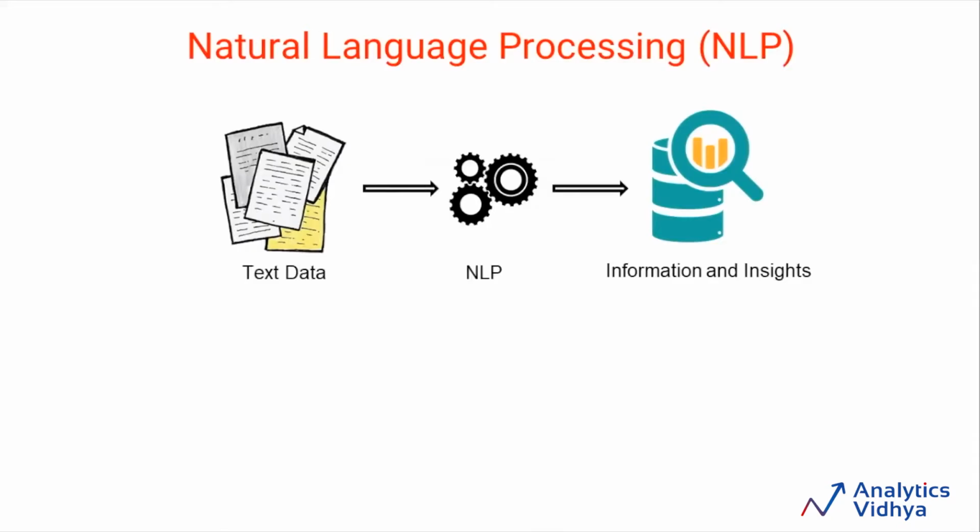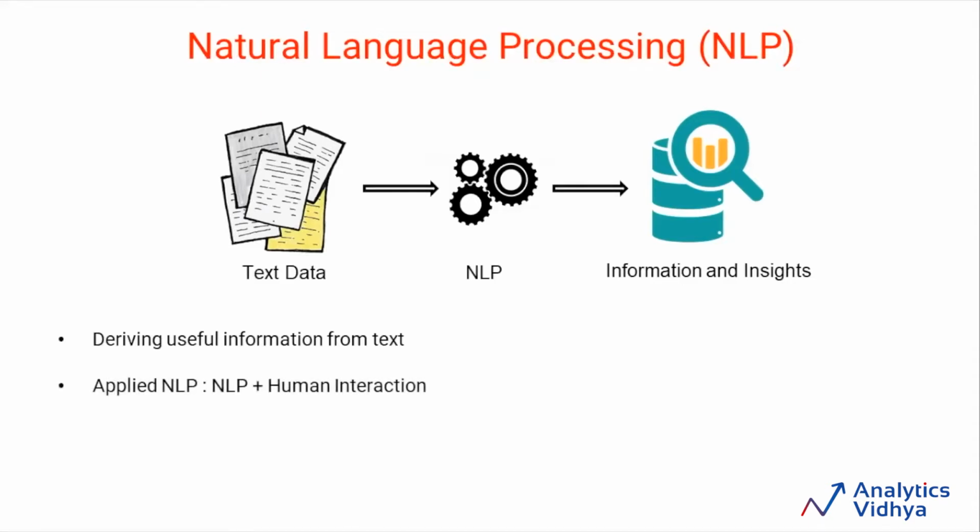Now that we have discussed text data, let's talk about natural language processing. Natural language processing, or NLP, is the branch of data science which deals with deriving useful information from the text data. It contains several different techniques and processes which are used to analyze, understand, and utilize the text data for solving business needs. Often we come across a term called applied NLP, which means the use of NLP for designing and developing applications or systems in which there exists an interaction between machines and natural languages.